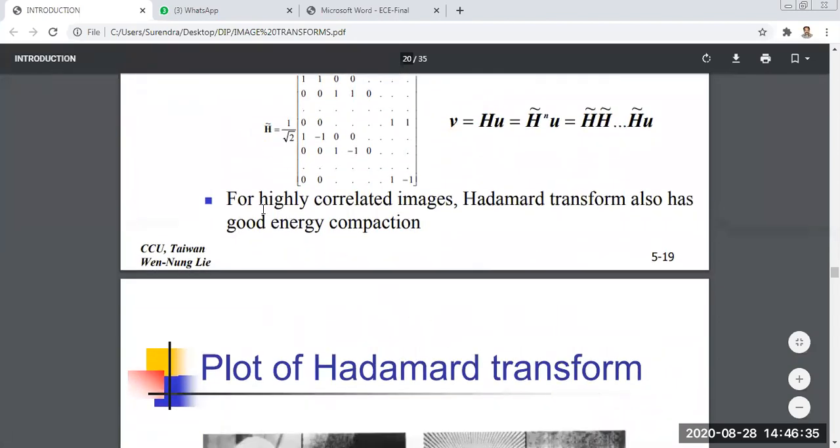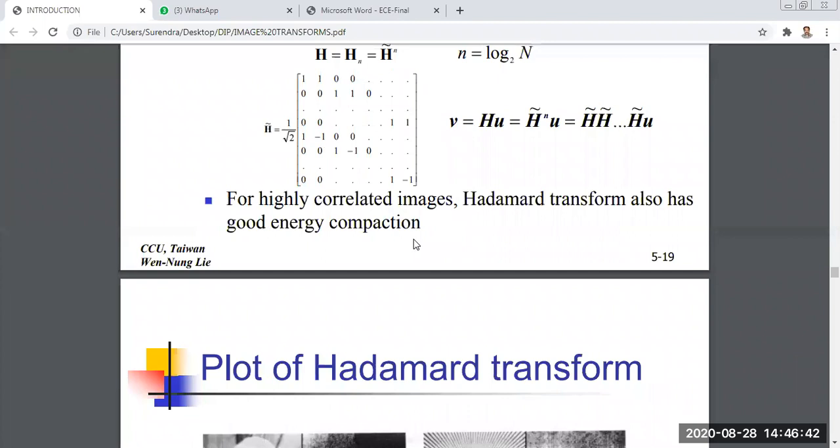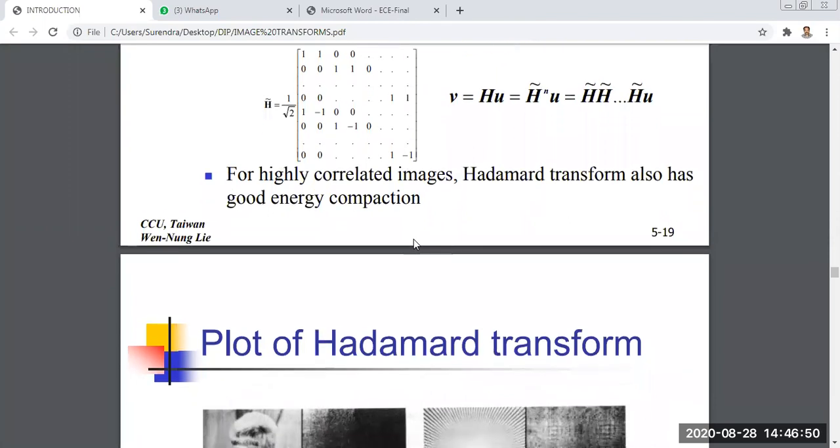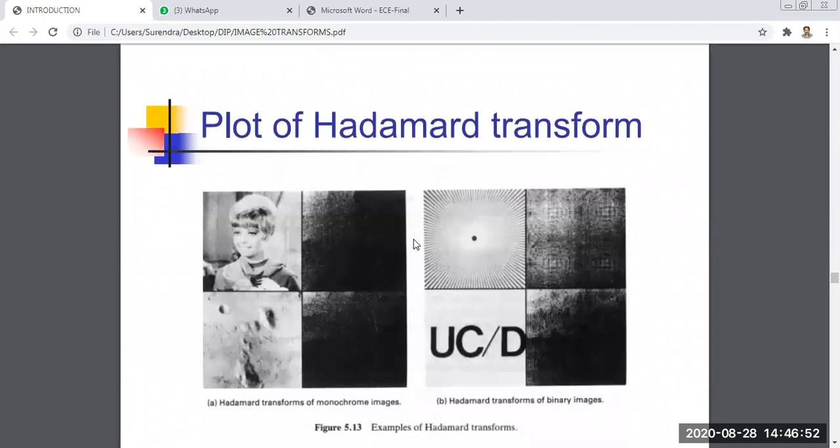Another property is that for highly correlated images, the Hadamard transform also has good energy compaction. As with your previous discrete sine transform or cosine transform, it is also useful for highly correlated images, and likewise here are the plots of the Hadamard transform.